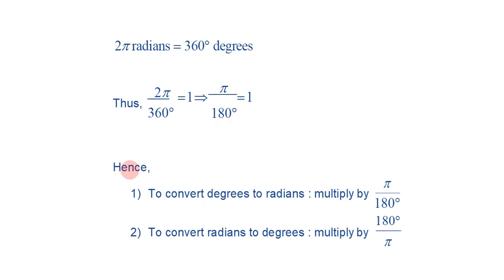So, in order to convert degrees to radians, we only need to multiply by pi over 180 degrees. Furthermore, to convert radians to degrees, we just multiply by 180 degrees over pi.